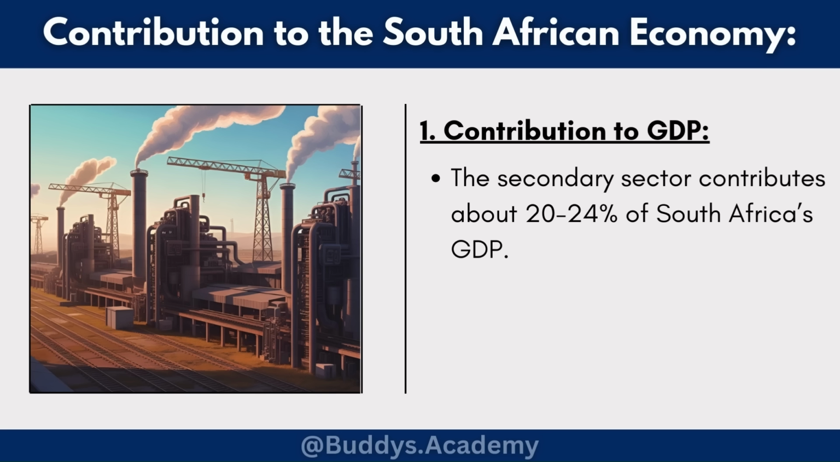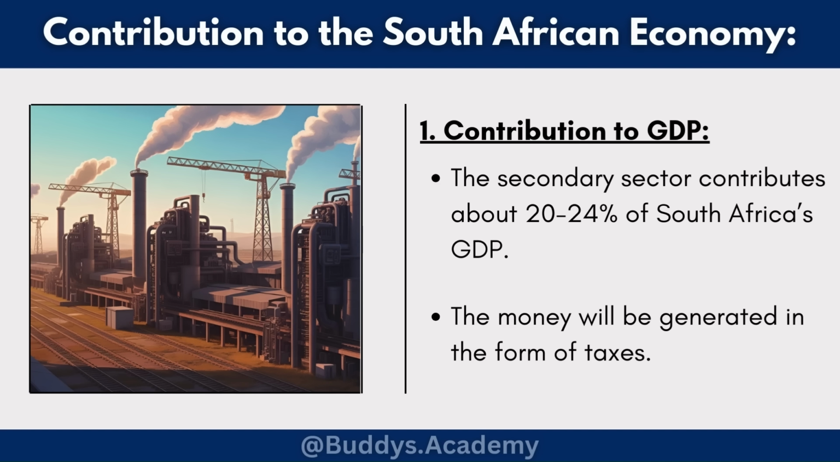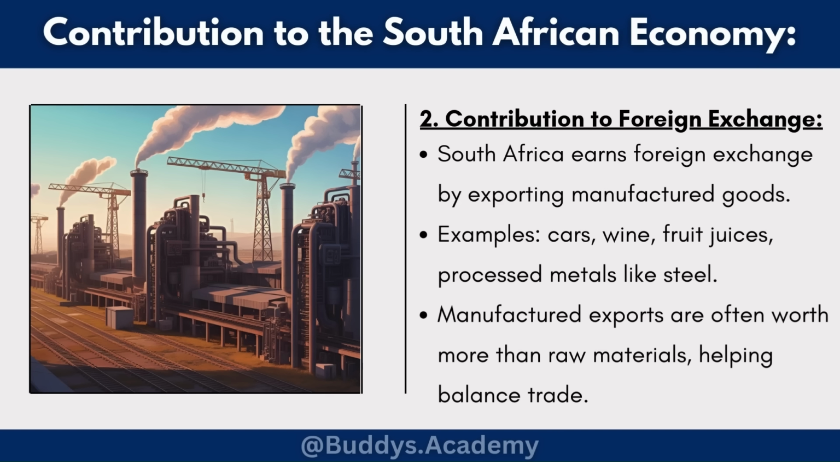So the secondary sector, which consists of manufacturing, construction, and electricity, contributes about 20 to 24% of South Africa's GDP. Now, this money will obviously be generated in the form of taxes. Secondly, you're going to say it's going to contribute to foreign exchange, right? So South Africa earns foreign exchange by exporting these manufactured goods. And examples of the manufactured goods that are going to be exported would be cars, wine, fruit juices, and processed metals like steel.